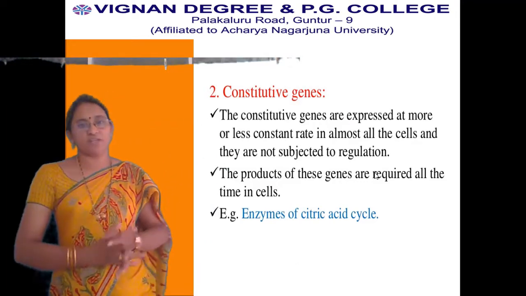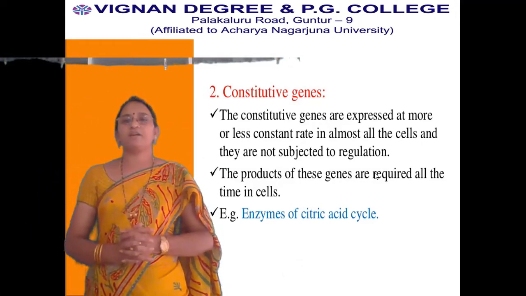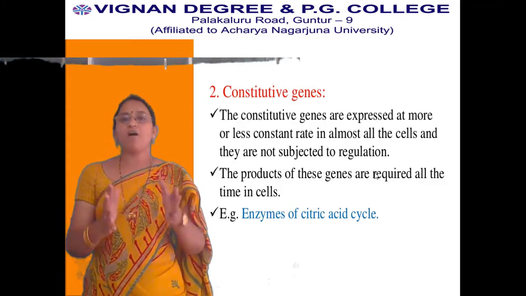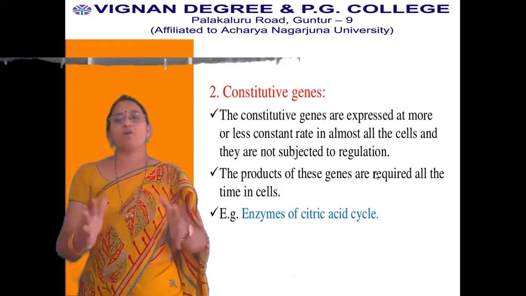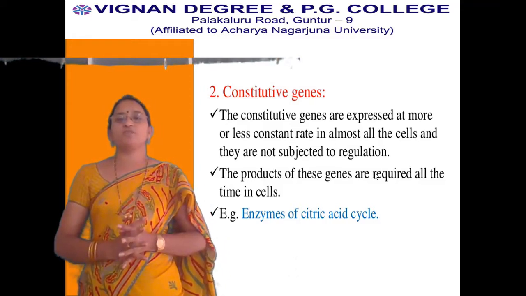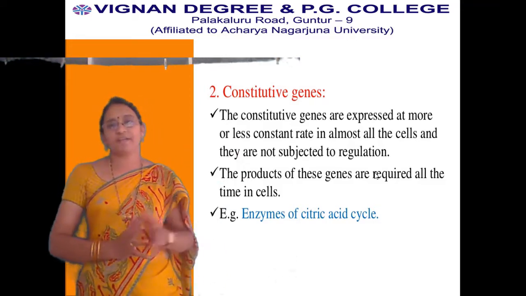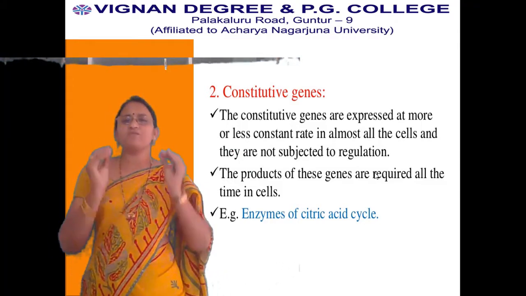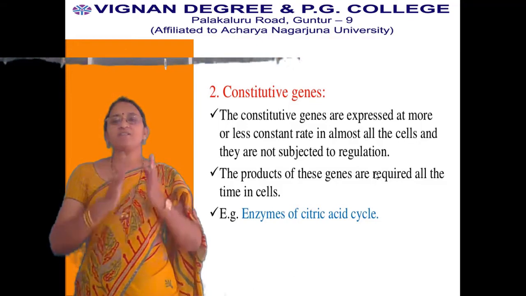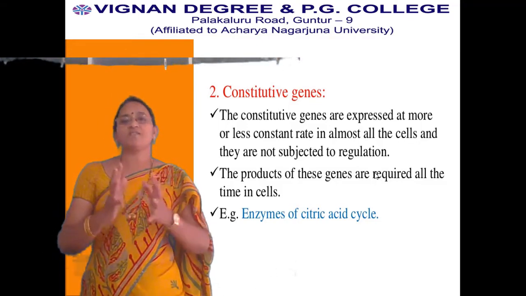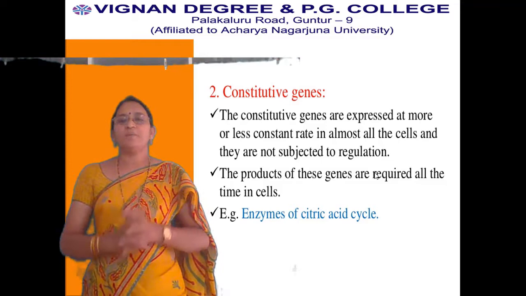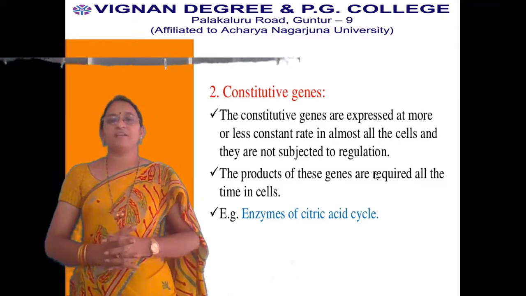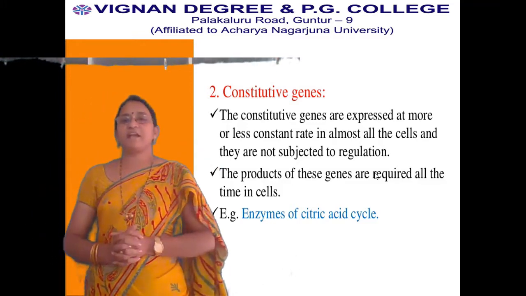Coming to constitutive genes. The constitutive genes are expressed at a more or less constant rate in almost all the cells, and they are not subjected to regulation. In almost all the cells where they are present, they are constantly expressed. The products of these genes are required all the time in cells. Example, enzymes of the citric acid cycle.